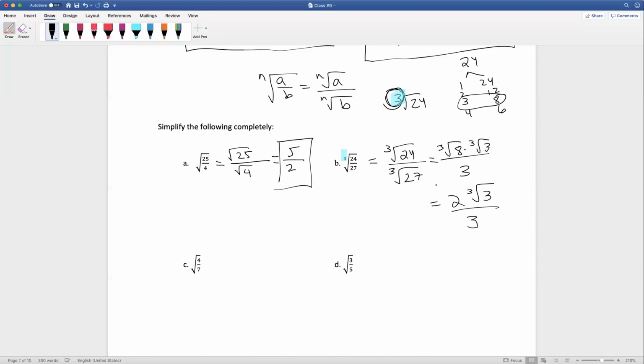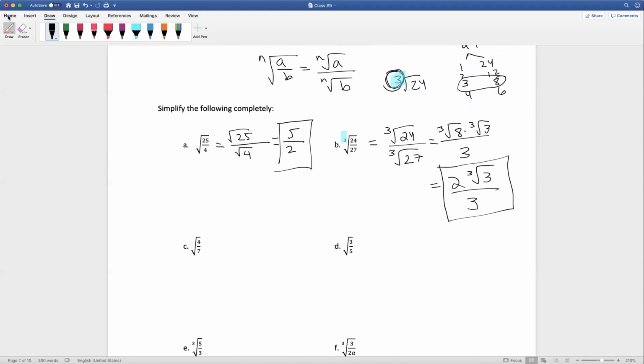And this is 3. So here's an example that kind of broke all 3 of those rules. We had a perfect cube factor in a cube root. We had a fraction underneath the radical, and at a certain point, we had a radical in the denominator. So we took care of all 3 of those rules in terms of simplifying this one completely.